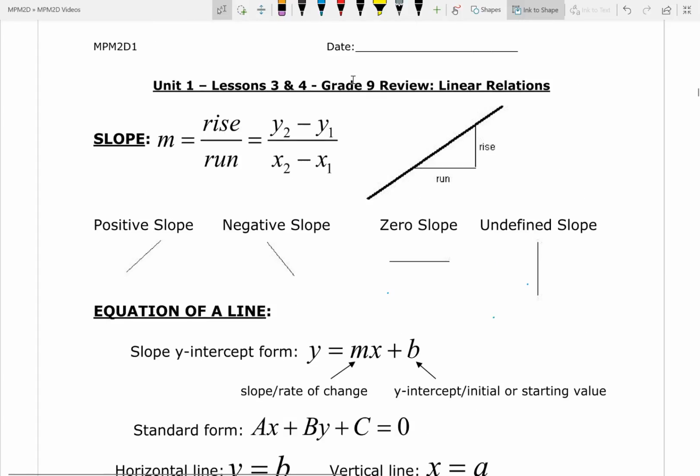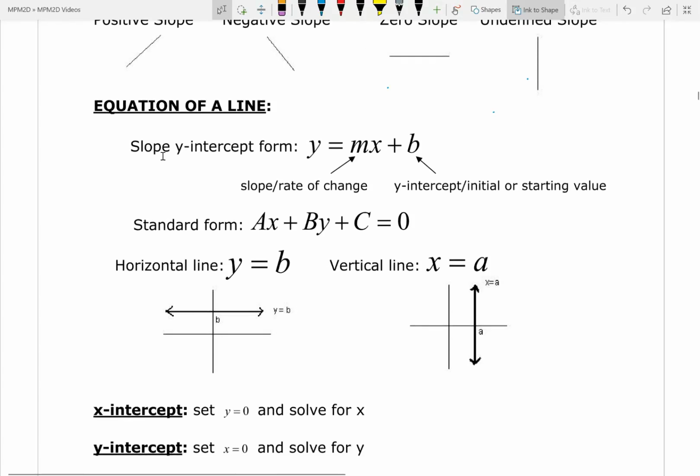So Unit 1, Lesson 3 and 4, a Grade 9 review of linear relations. You may recall from Grade 9 that we had studied the equations of lines. And you may remember one in particular called the slope y-intercept form. The slope y-intercept form was a form that we used to help us graph a line.